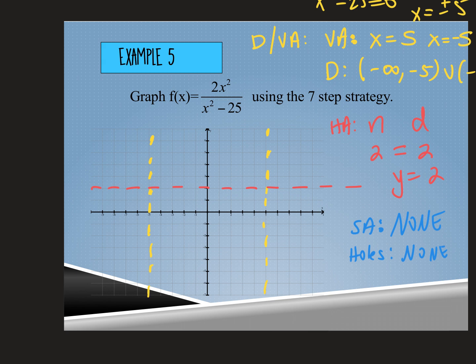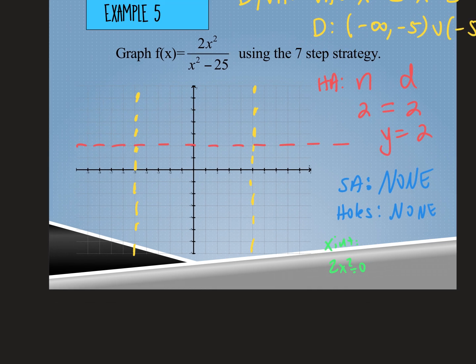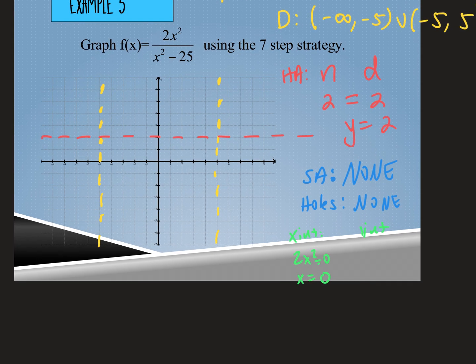Tell me how to find my x-intercept. Numerator equal to 0, okay? 2x squared equals 0. So what's x equal? 0, all right? How do we find the y-intercept? Turn all the x's to 0. Well, what's going to happen? It's going to be 0. So your graph is going to cross right there.